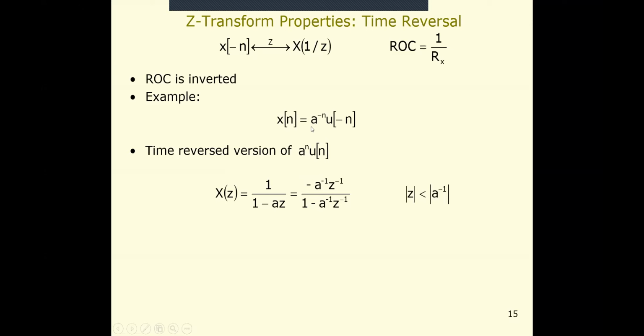Example, x of n equals a to minus n, u of minus n. For a to power n, u of n, we have the following sequence. Okay, so using minus n, it will be minus 1 over minus a z to minus 1. Every z is replaced by 1 over z, and the region of convergence becomes less than 1 over a.